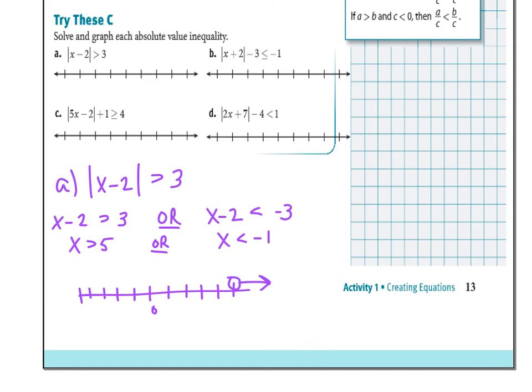Okay, and the other option to show this piece, x is less than -1, again, open circle, less than -1. So x could be either any number bigger than 5 or any number less than -1. They both solve the problem.